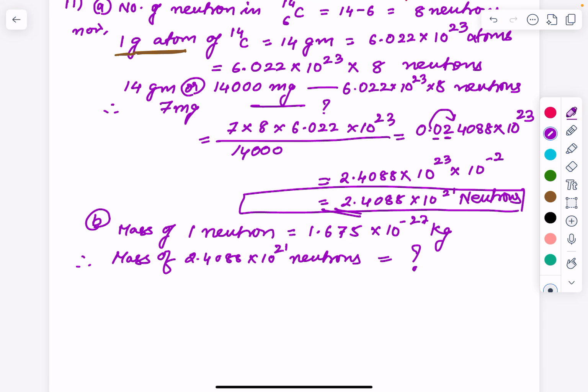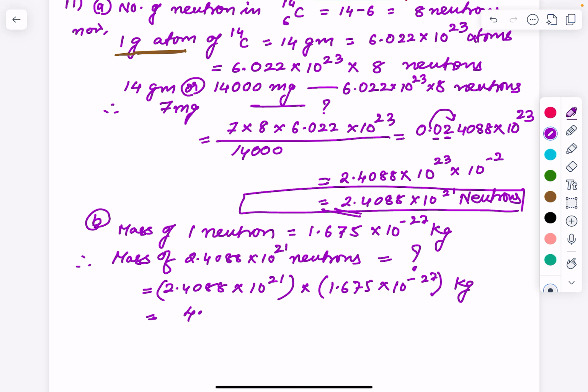So you just have to multiply. You will get 2.4088 into 10 to the power of 21 into 1.675 into 10 to the power of minus 27 kg. So you will multiply 2.4088 with 1.675, you will get 4.0347 into, you see that you add the powers. Here 27 is greater, so your answer would be in minus. This is 21, that one is 27. So you just subtract, you will get 10 to the power of minus 6. Minus is because 27 is greater.